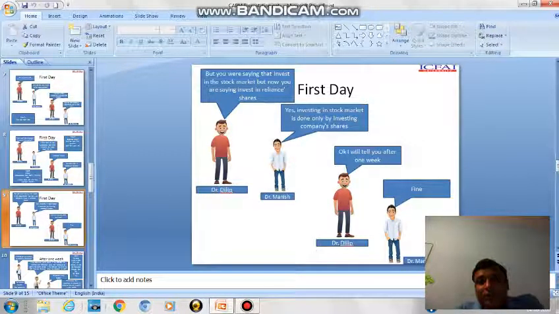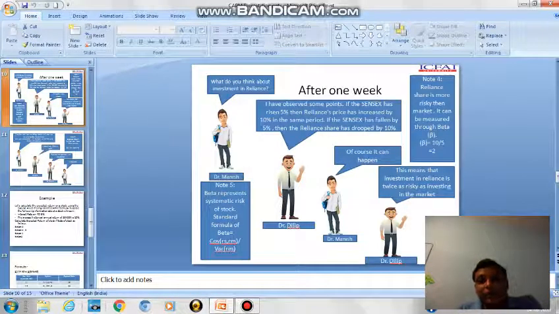yes, investing in stock market is done only by investing in company shares. Then Dr. Dilip is satisfied and said to Dr. Manish, okay, I will tell you after 1 week. That's fine. Dr. Manish said, okay, fine. After 1 week, both met, and Dr. Manish asked Dr. Dilip about his investment decision.